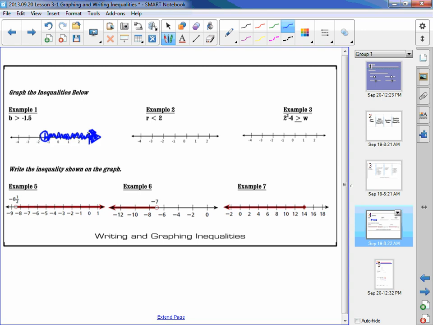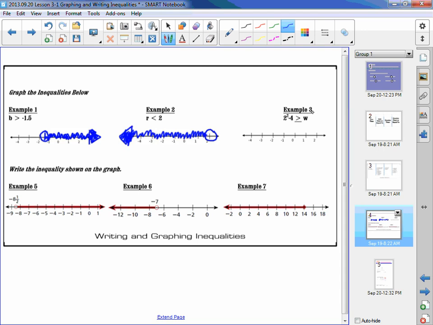Then for example 2, we have r is less than 2. So I'm going to come over here and find the 2, put an open circle because 2 is not a solution. And with the less than symbol, you'll shade to the left. So less than, left, they both start with L, so it'll go this way. So there's what the graph of example 2 should look like.